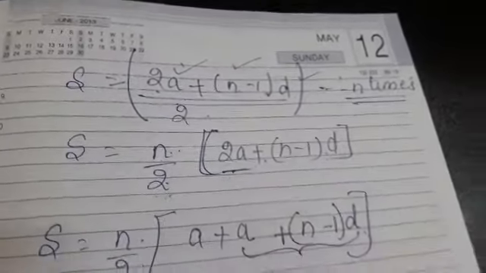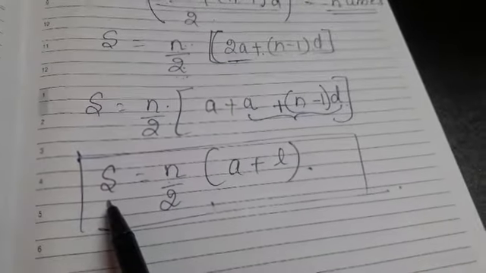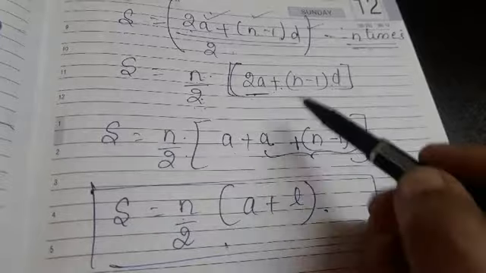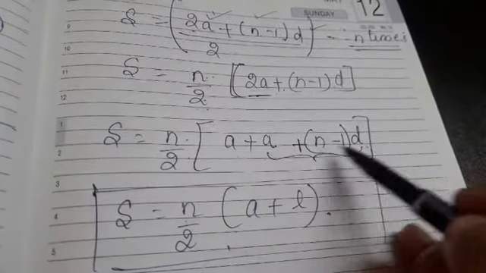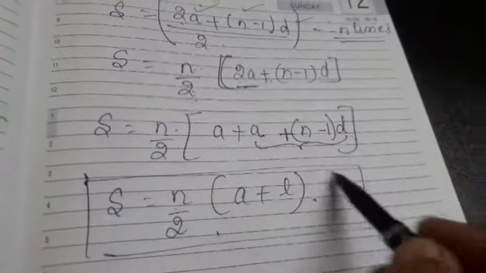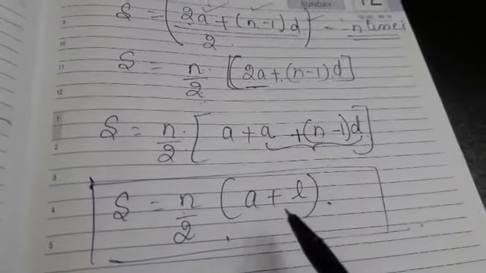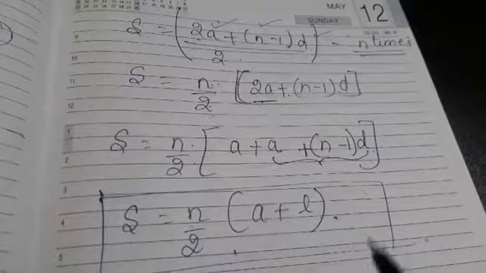If you have any doubt, children, you can ask me. Then, what did I do here? 2a I write as a plus a, and n minus 1 d. So a plus n minus 1 d means the last term, and therefore this is another formula to find the sum of the first n terms of a given AP. Now, depending on what is given, let us check the exercise. Check exercise 5.3, first one.